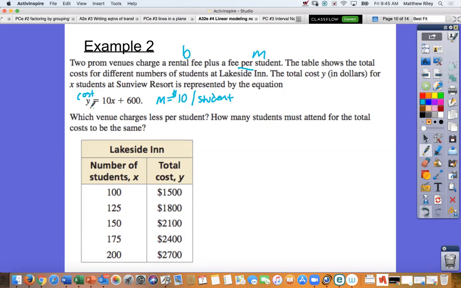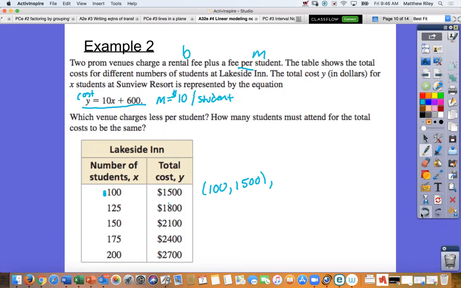Well, they went ahead here at Sunview and they gave us the equation. At Lakeside Inn, they just gave us a table like, well, if you have 100, it's going to cost this. If you've got 125, it's going to cost this. You can pick any 2 points you want, and then you find the slope, which means these are all ordered pairs. So that 100, 1500 looks just like this. And I can pick any other point here I want to. Well, I could do this one and this one, or I could do this one and this one. It doesn't really matter.